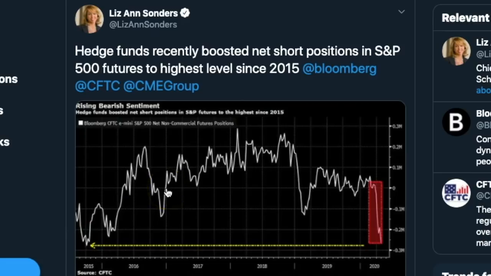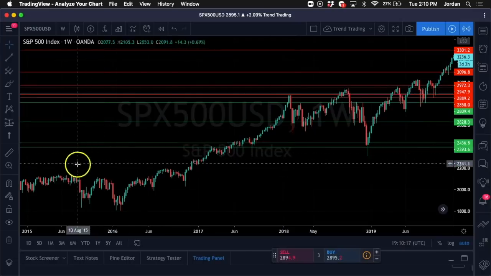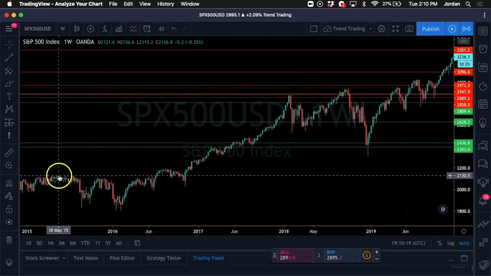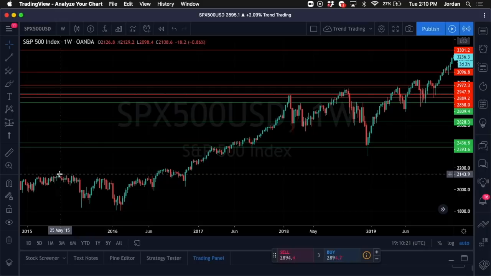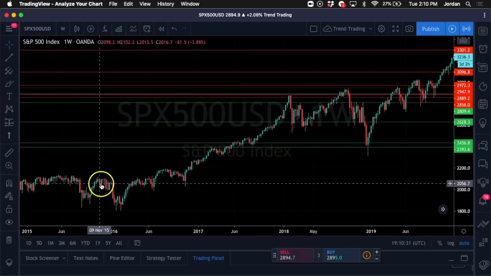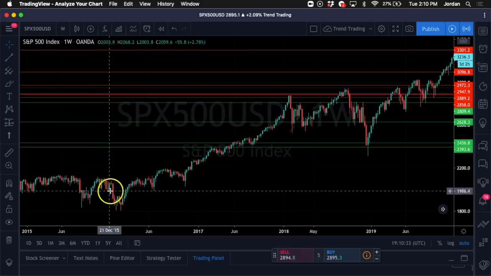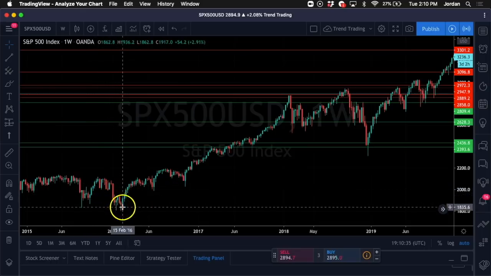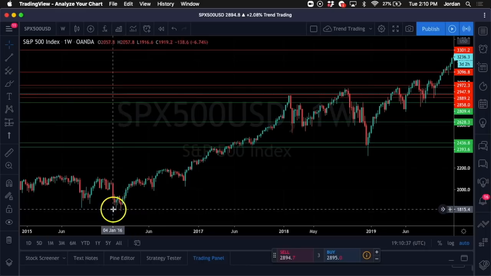Let's look at what that means. Now, if you look over here, while the S&P was trading around 2140, this was about the middle of the year, right? And this is when hedge funds had their highest net short positions in the futures market. You could see that we went down about another 15% all the way to the lows by the end of the year, early next year.